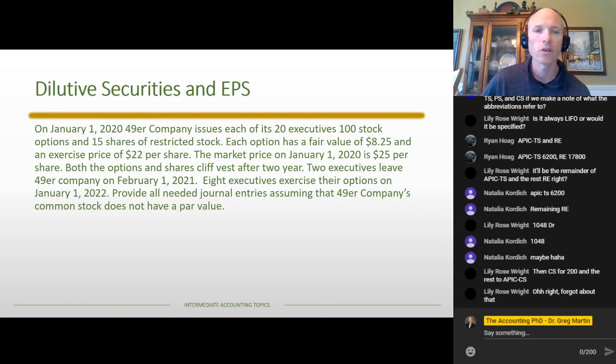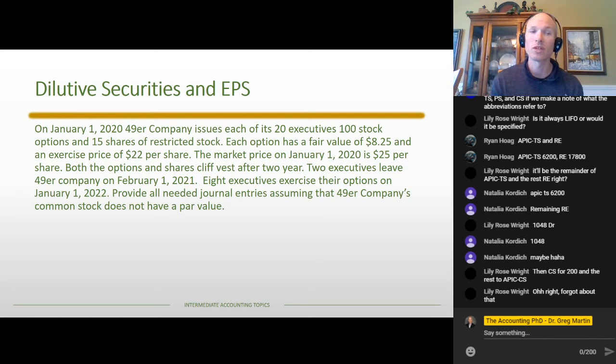What's really important here is that both options and shares cliff vest after 2 years. We do have some employees that leave, and then we have some employees that exercise their stock options. Now we're going to walk through all these journal entries. Before we jump off, I want to remind you of a distinction: whenever there's restricted stock, those shares actually get issued the moment that they're granted. They sit in a trust where the employee can't do anything with them until they vest. But there's actually an issuance that takes place.